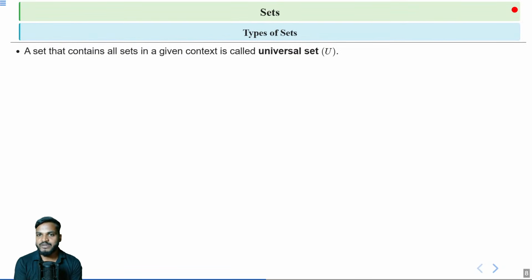Next type is universal set. So universal set is denoted by capital U and is defined as a set that includes all the sets within that context, then it is called a universal set.